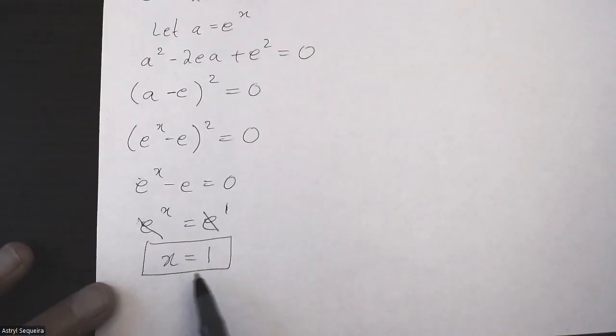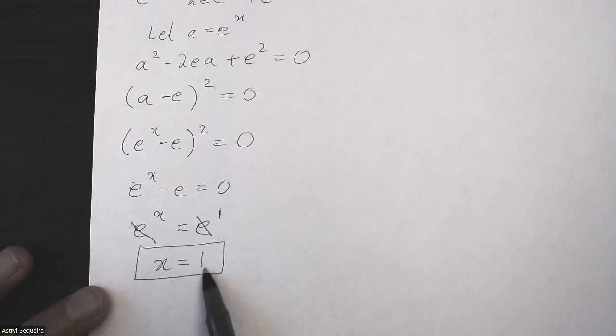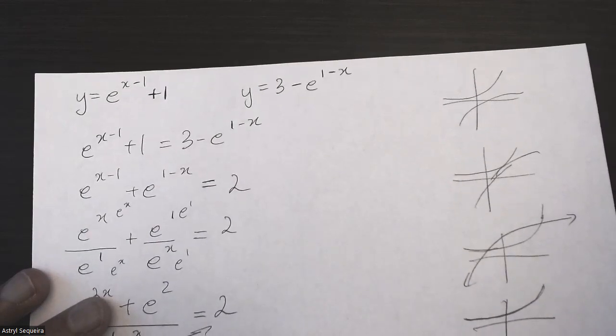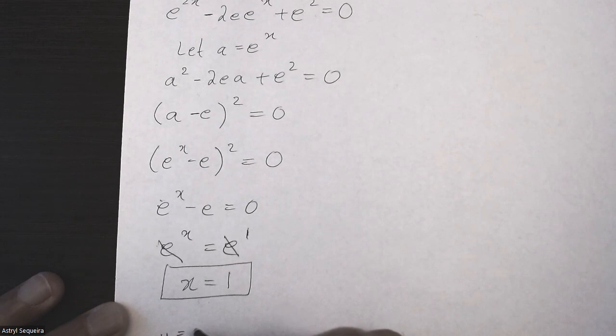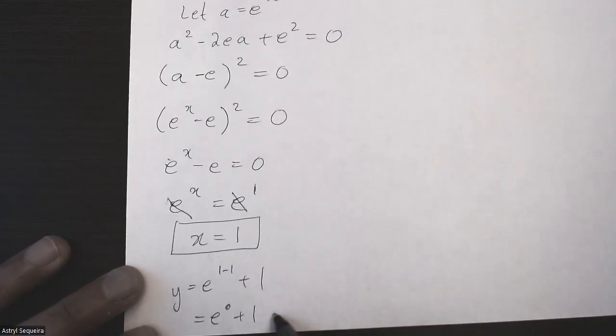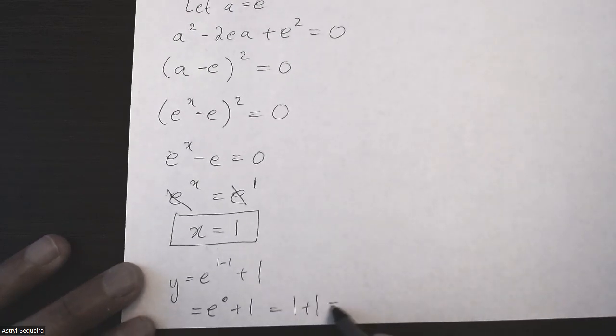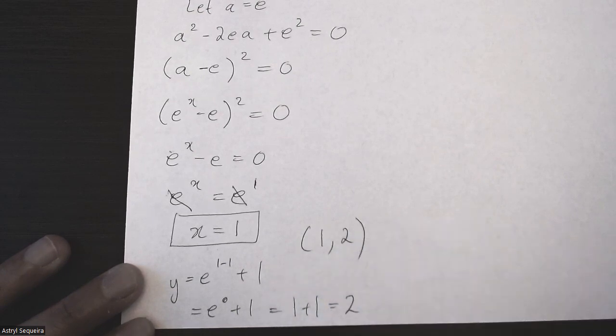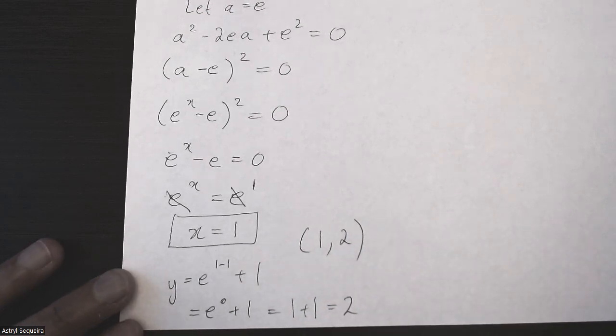In this case, we just have one point of intersection with the x value of 1. I can find the y value of this by subbing it into either equation. I'll just sub in this one because it's a bit easier. So y equals e to the 1 minus 1 plus 1, which is just e to the 0 plus 1, which is just 1 plus 1, which is 2. So my point of intersection for this function is (1, 2).